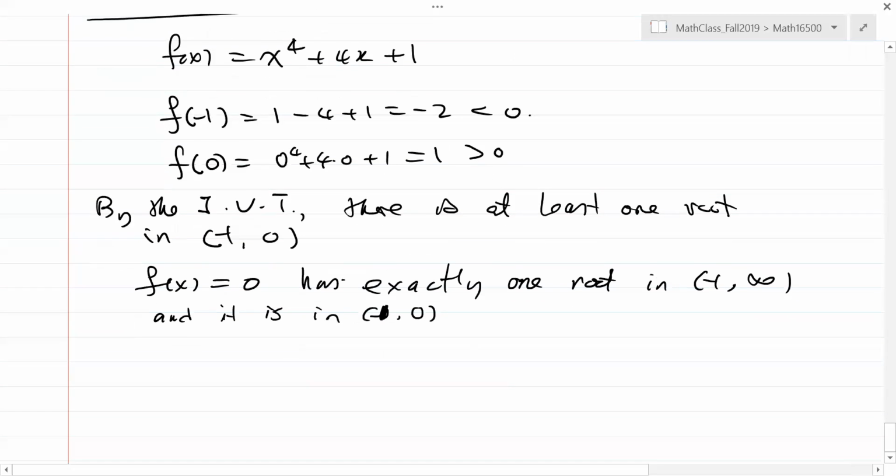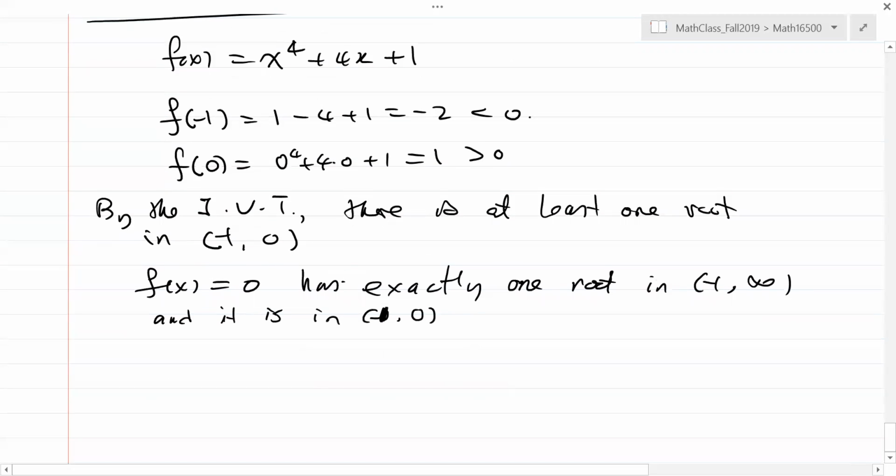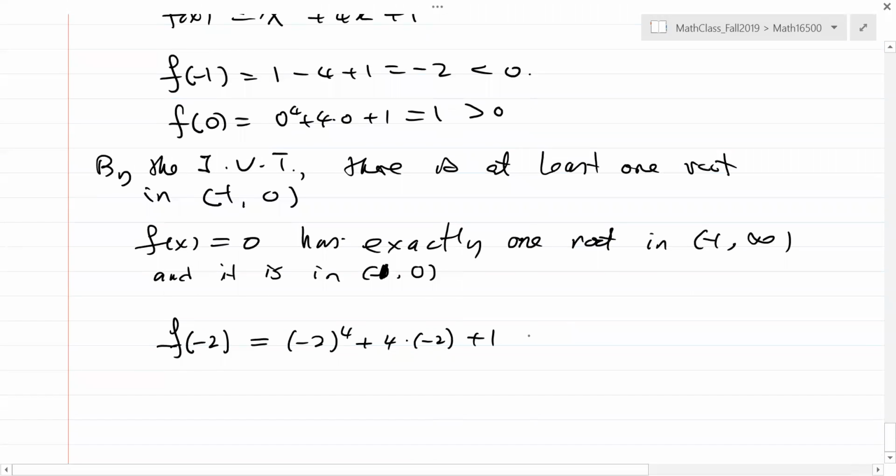Okay. Now we can also look at f of negative 2. When I look at f of negative 2, it's negative 2 to the fourth power plus 4 times negative 2 plus 1. Let's see what we get. This is going to be 16 minus 8 plus 1, so it's 9. 9 is greater than 0. Okay, f of negative 1 is negative 2. So that's why they have opposite signs.